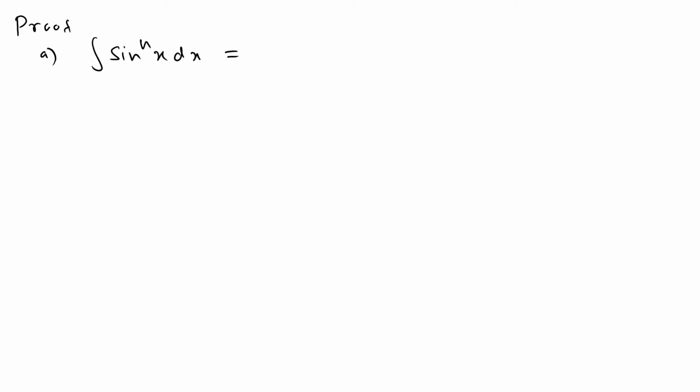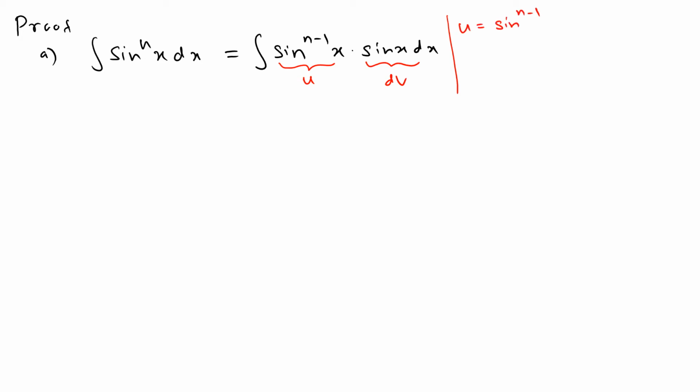So what we normally do is we're gonna pull out one sine term. So we're gonna say sine^(n-1) x and then sine x dx. We're going to pull one term out, and then we're going to use integration by parts for this. So let's try the integration by parts. I'm going to pick this part as u and this one as dv.